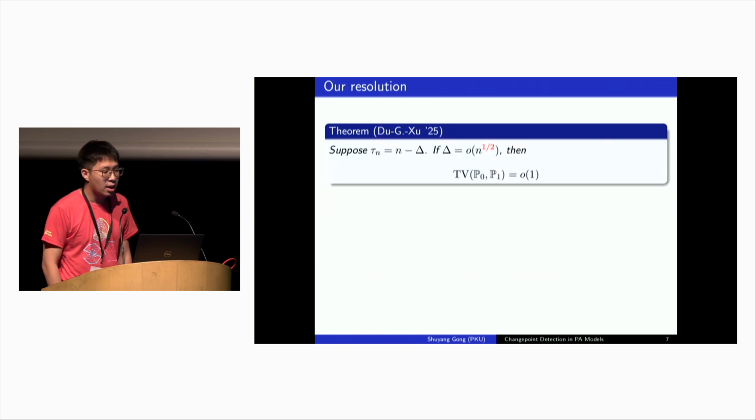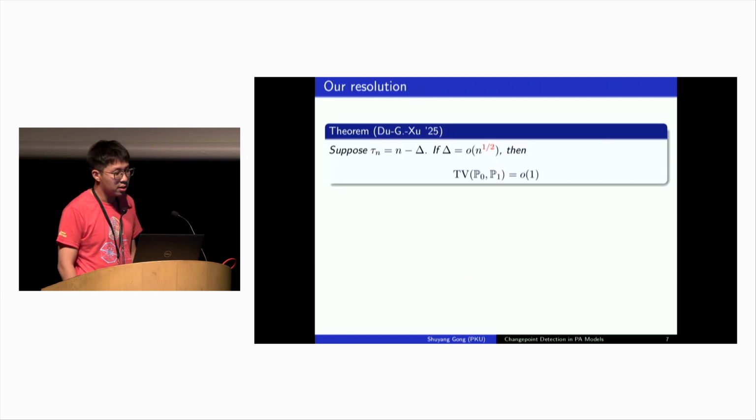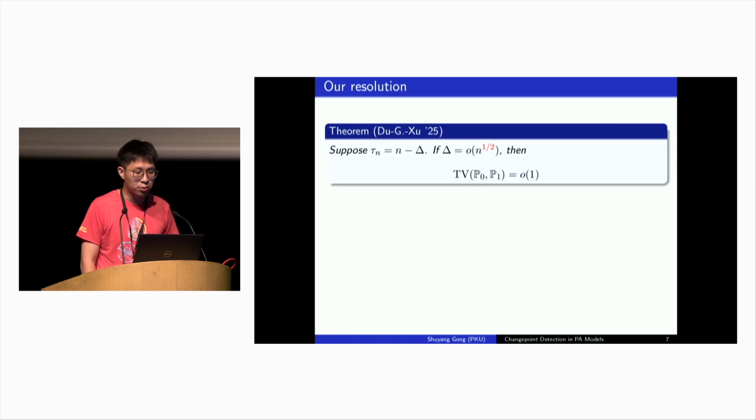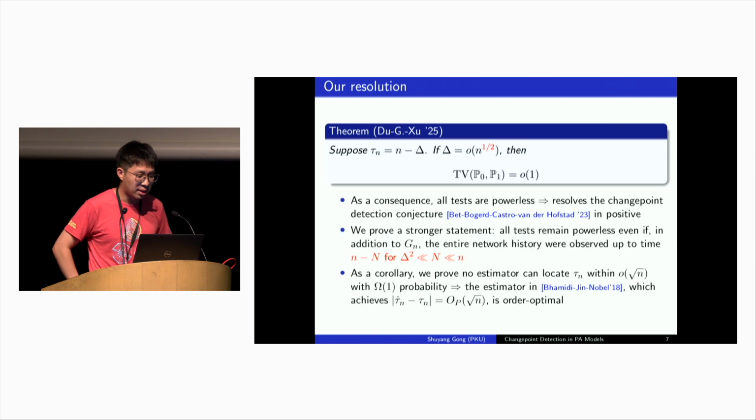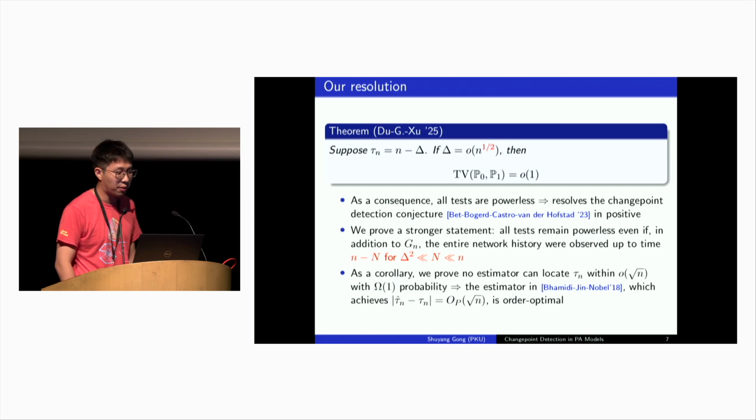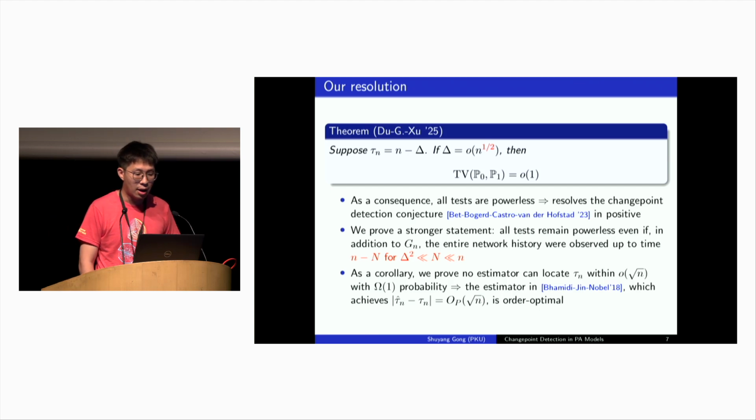Again, when tau n equals n minus delta and delta is little o of square root of n, we prove the conjecture by showing that the TV distance between P0 and P1 is little o of 1. As a consequence, we show that all tests are powerless. This resolves the conjecture on the positive side. And actually, we can prove a stronger statement.